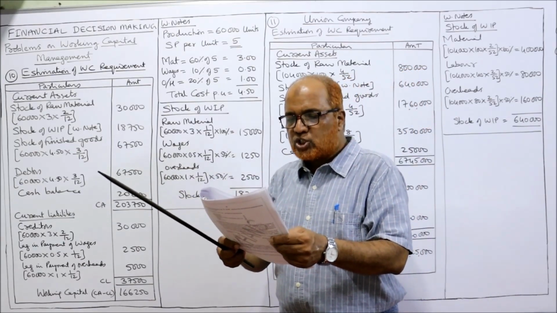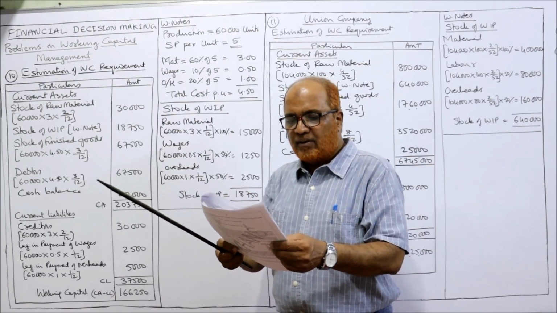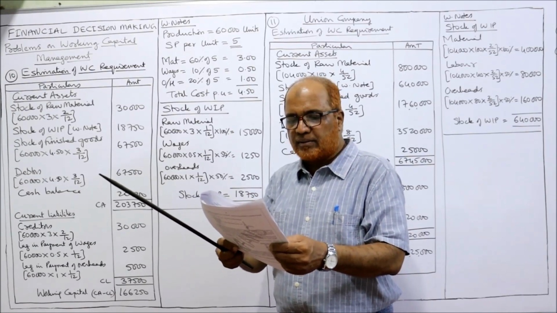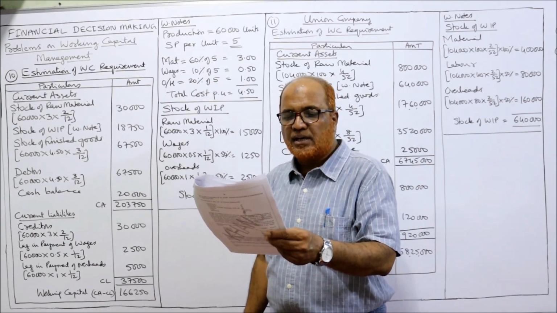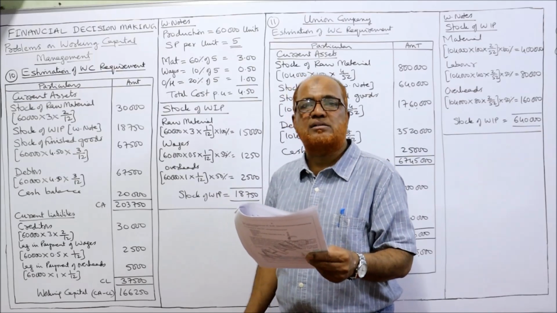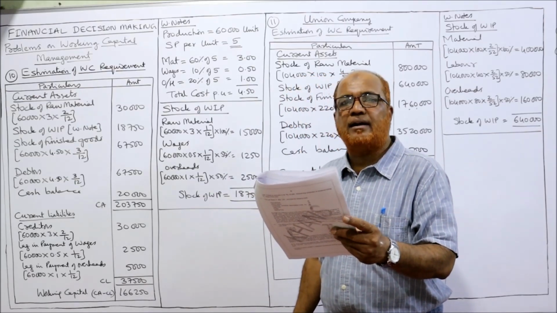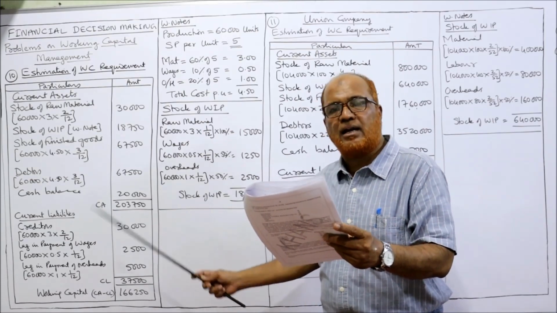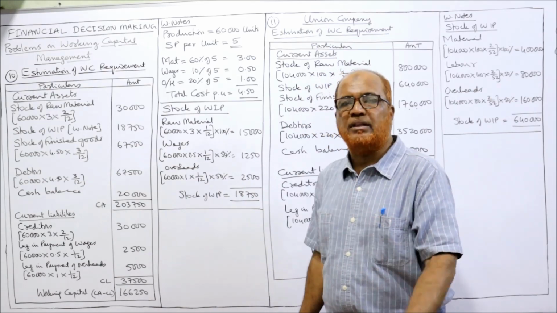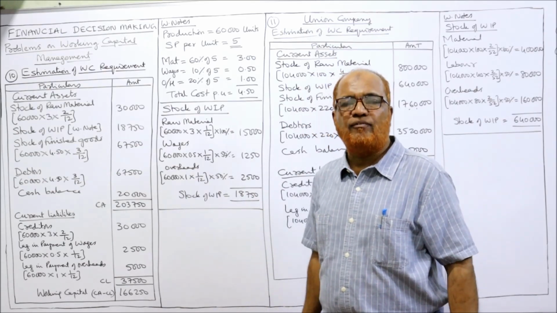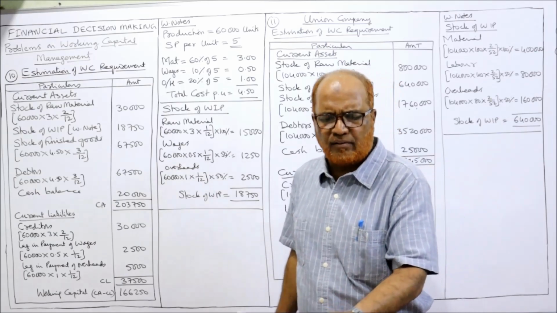Raw material storage period is 2 months. Work in progress storage period 1 month. Finished goods storage period 3 months. Credit allowed by suppliers, creditors is 2 months. Credit allowed to customers or debtors is 3 months. Minimum cash balance desired 20,000 rupees. Directly we'll take cash balance. And wages and overhead payment are 1 month. That means lag in payment of wages and lag in payment of overheads are 1 month. This is the complete information.